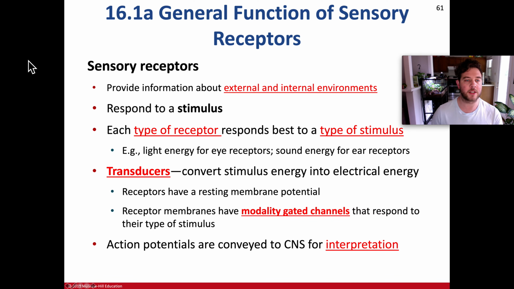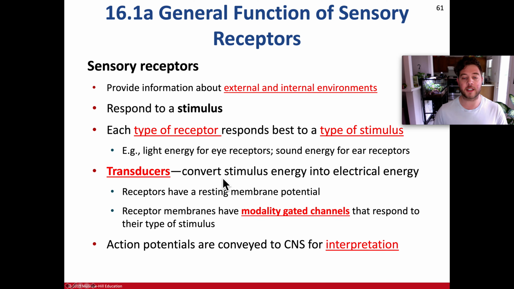So starting with this, sensory receptors provide information about the external and internal environments. Remember that we have our visceral receptors providing information about our organs. They respond to a stimulus. Each type of receptor responds best to a type of stimulus. So light receptors for the eye, sound energy for ear receptors, there's a pairing. There's a type of receptor for a type of stimulus.